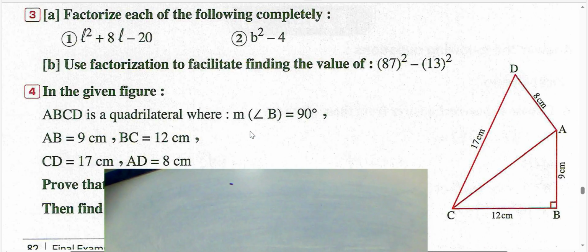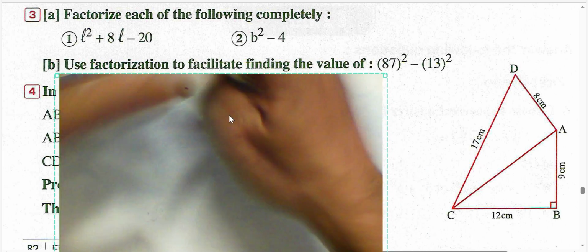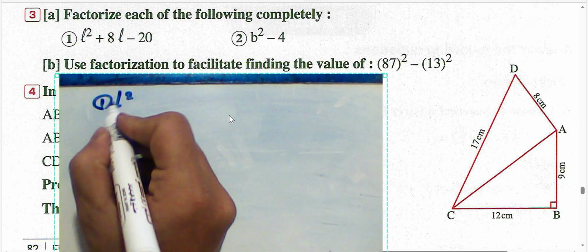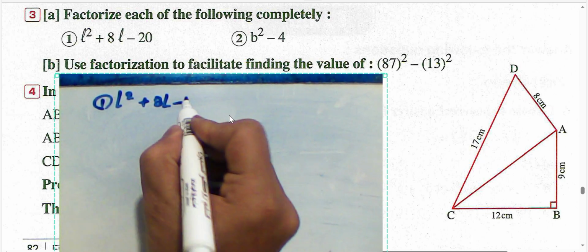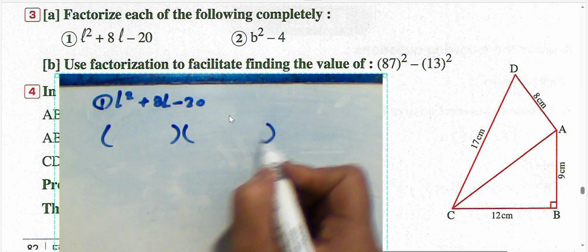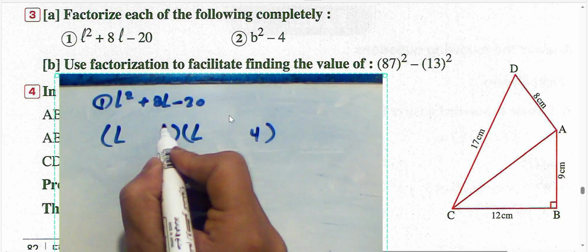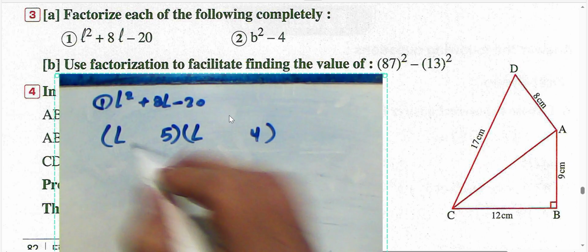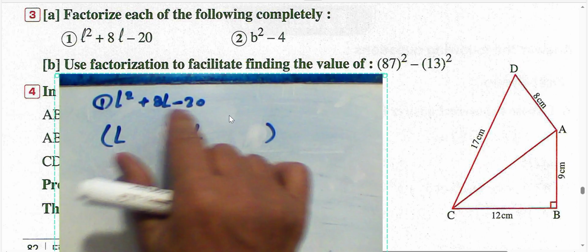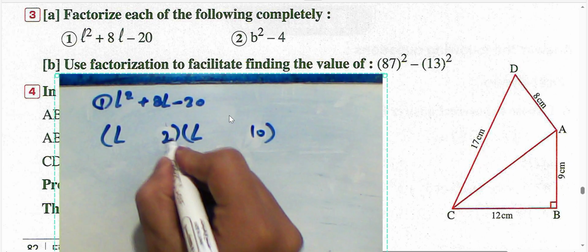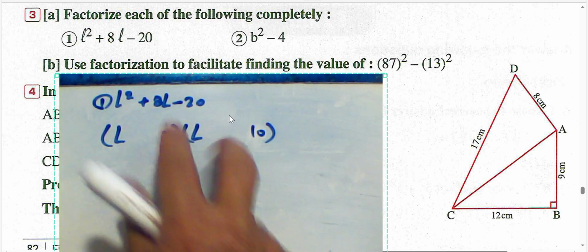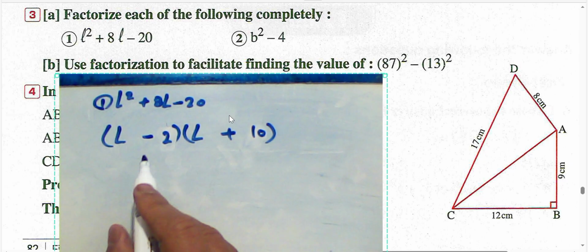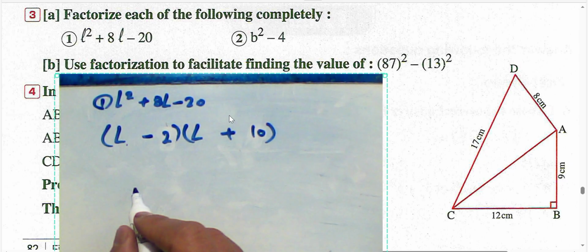Factorize each of the following completely. We have number 1, L power 2 plus 8L subtract 20. We can multiply L and L. 20 equals 4 times 5, but we want the sum between them to equal 8. No, don't use this because the difference between them is not 8. I will write 10 and 2 because 10 times 2 equals 20 and the difference between them equals 8. The sign of 10 will be positive and the other negative. Then we have L minus 2 times L plus 10.